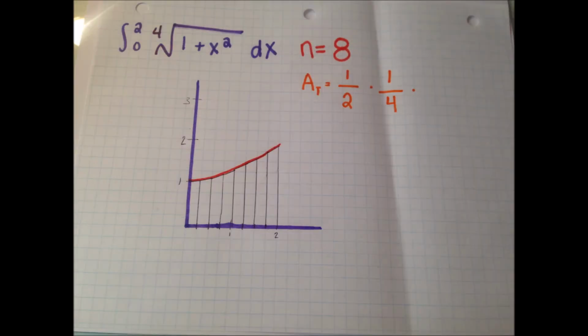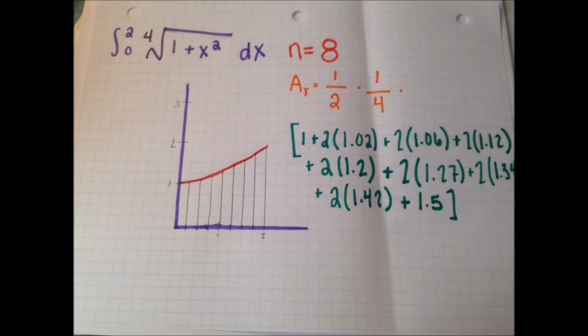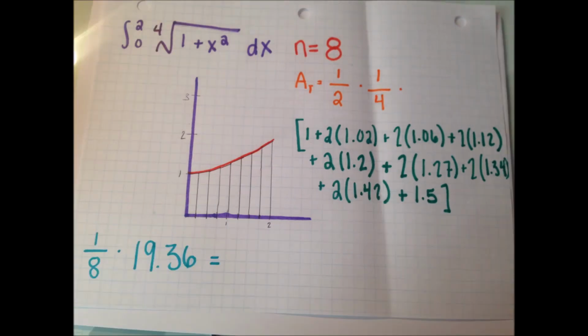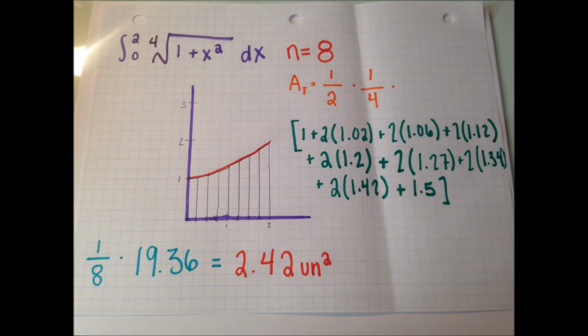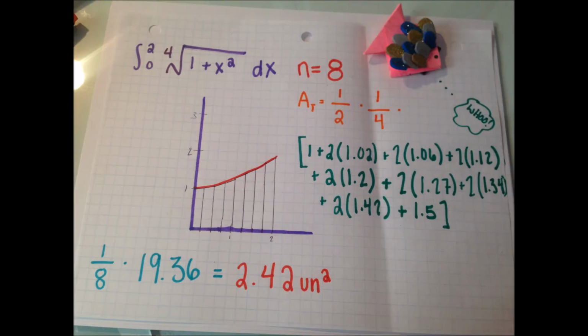To start out, you get the area equals 1/2 times 1/4, because 1/4 is the change of x. And then you multiply by the equation: 1 plus 2 times 1.02 plus 2 times 1.06, and so on and so forth. Once you add and multiply everything together, you should get 1/8 times 19.36. If you multiply those two together, then you get 2.42 units squared, and what's really cool is if you plug this integral into your calculator, you get 2.42 as well, rounded. And it's that easy.